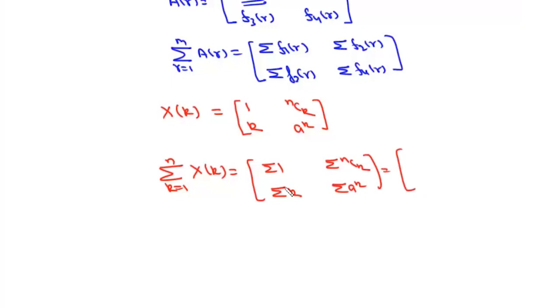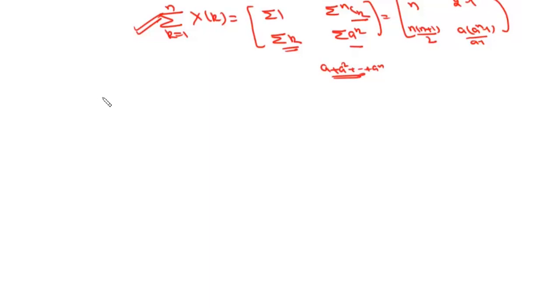Now summation 1 is simply N. Now this is NC1 plus NC2 plus NC3 up to NCN, which is 2 to the power of N minus 1. Now summation K is 1 plus 2 plus 3 up to N, it is N into N plus 1 by 2, and this is nothing but A plus A square plus up to A to the power N, which is the sum of a GP, and will be A to the power N minus 1 upon A minus 1. So this is how we add or subtract two matrices.